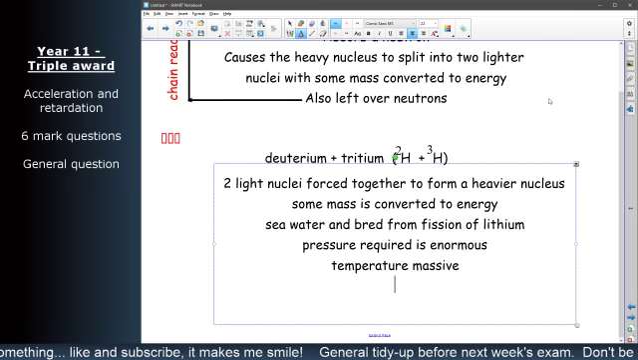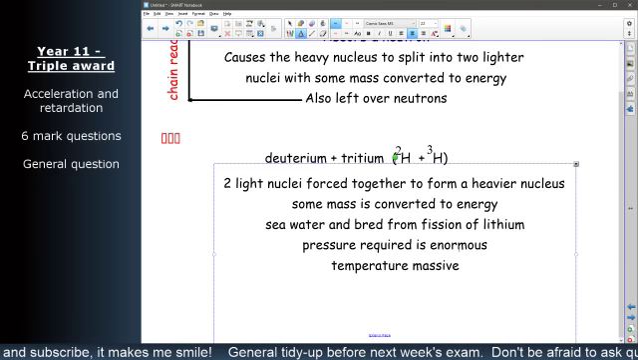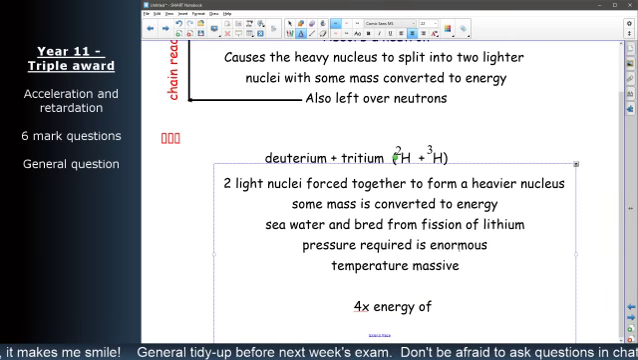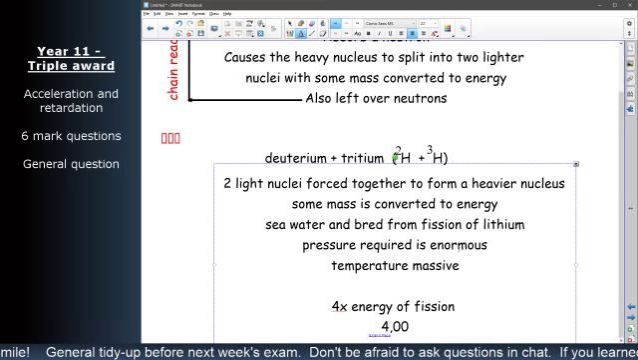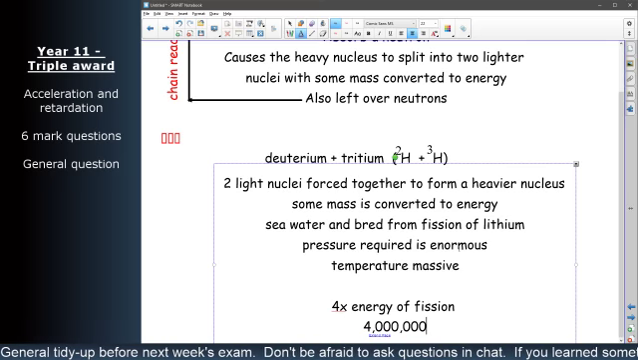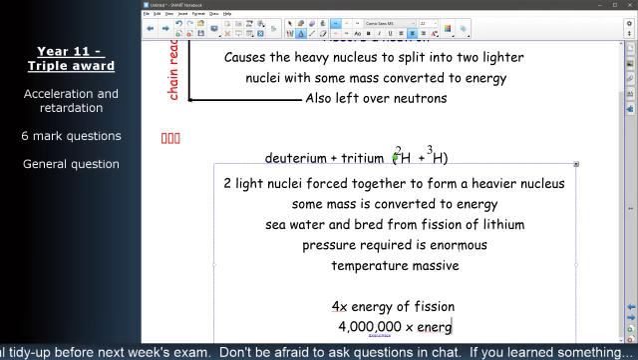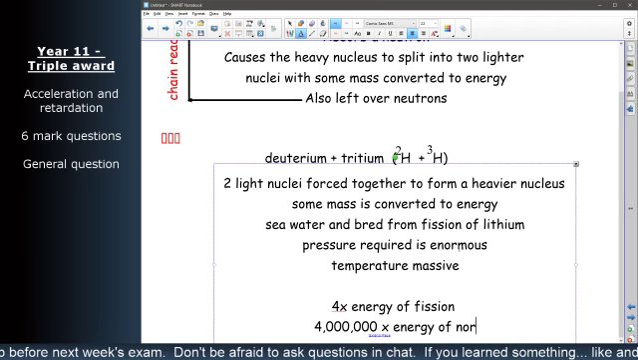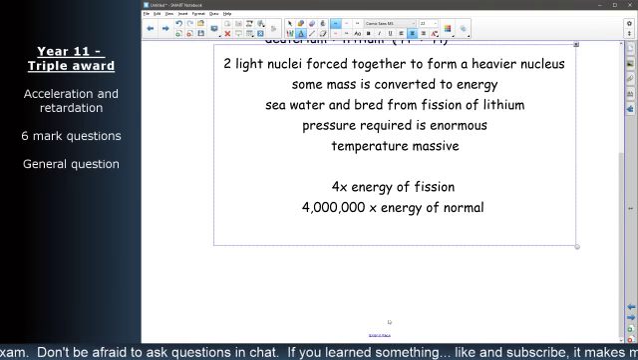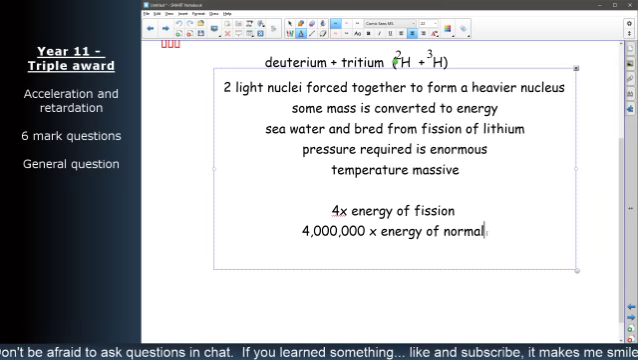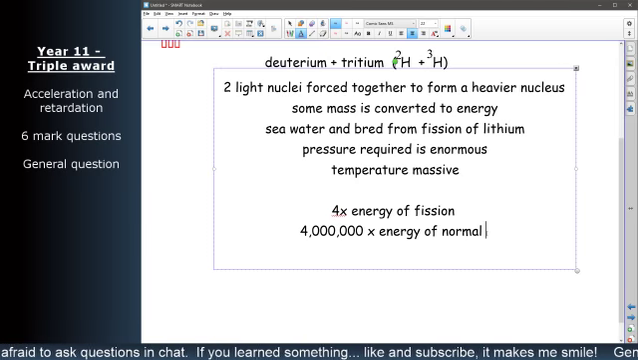But it is worthwhile doing because, and this was asked in the double award paper, this gives 4 times the energy of fission, and 4 million times the energy of normal fossil fuel reactions. I may be off the bottom of the page, so let's just extend that downwards. Of normal fossil fuels.